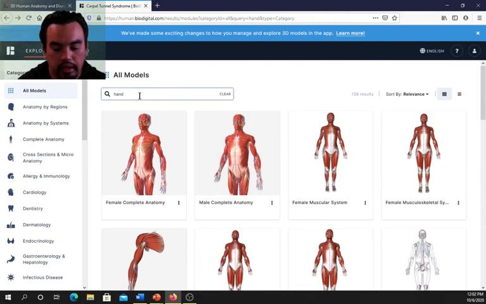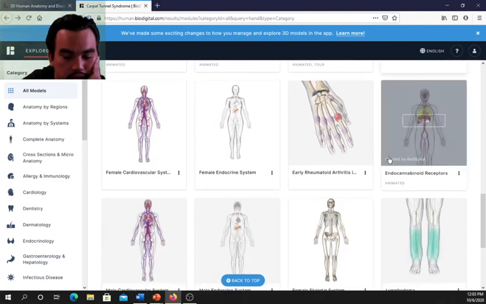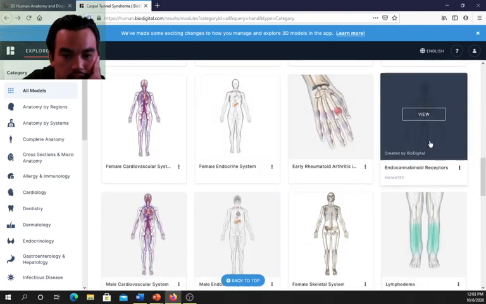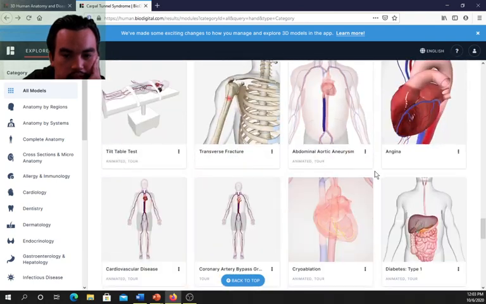Let me look it up. Hand. We looked at that. Rheumatoid arthritis, fractures. Yeah, that's about it. I think that's good enough.